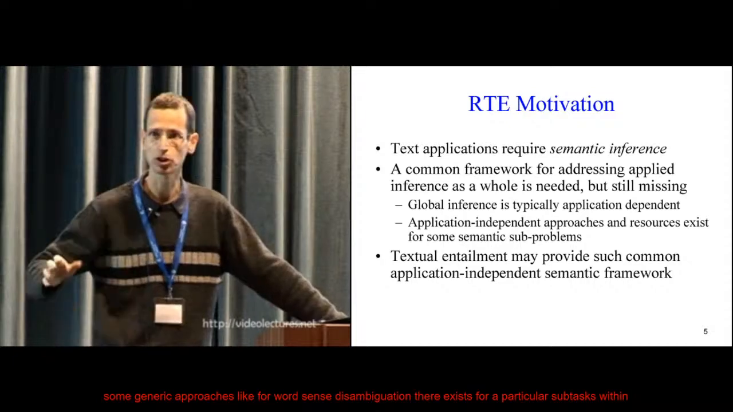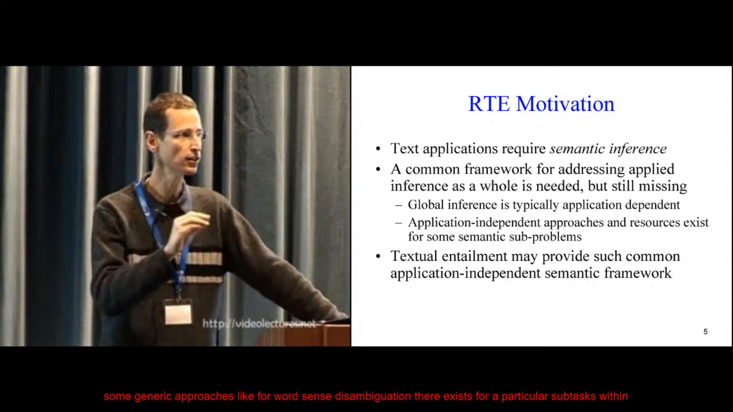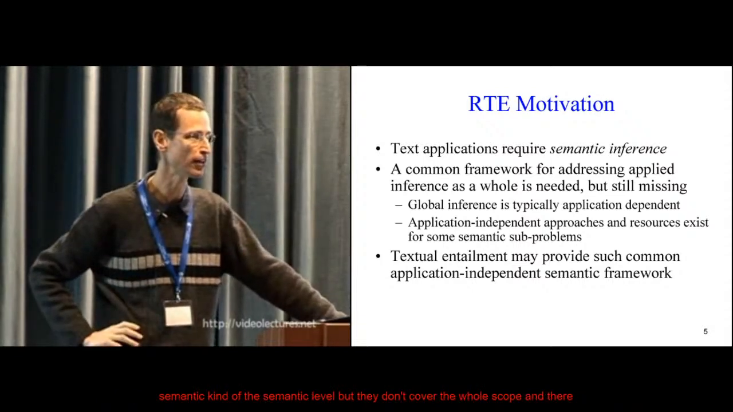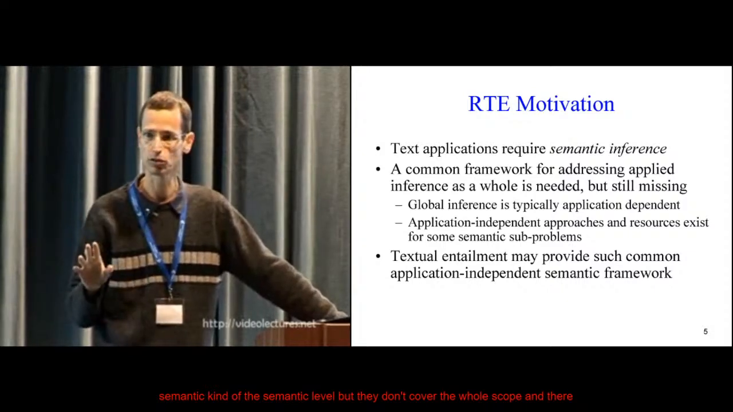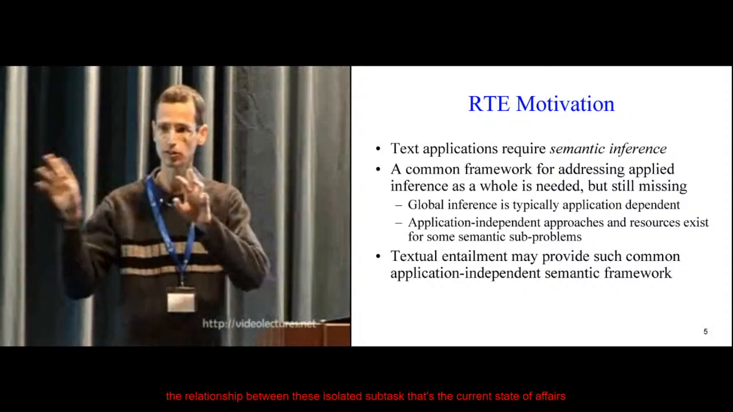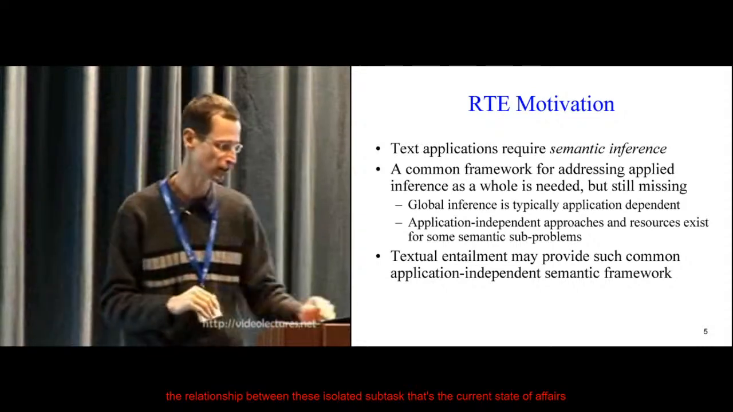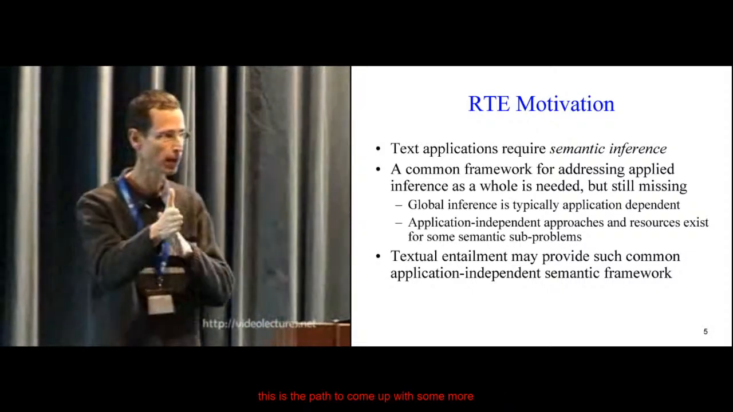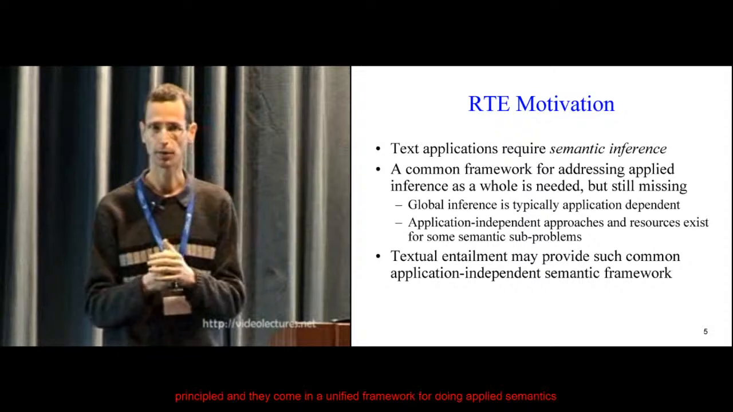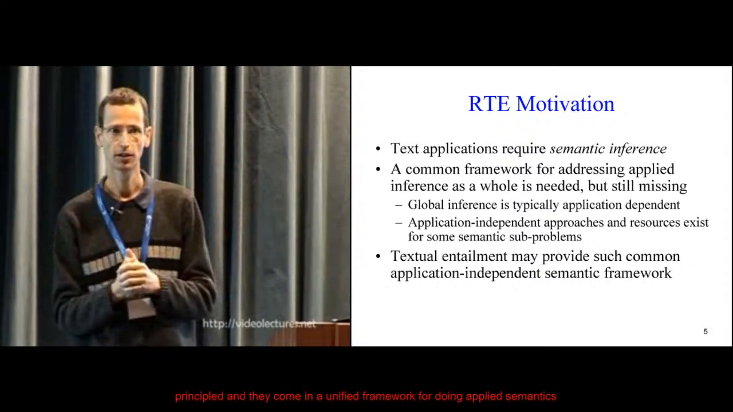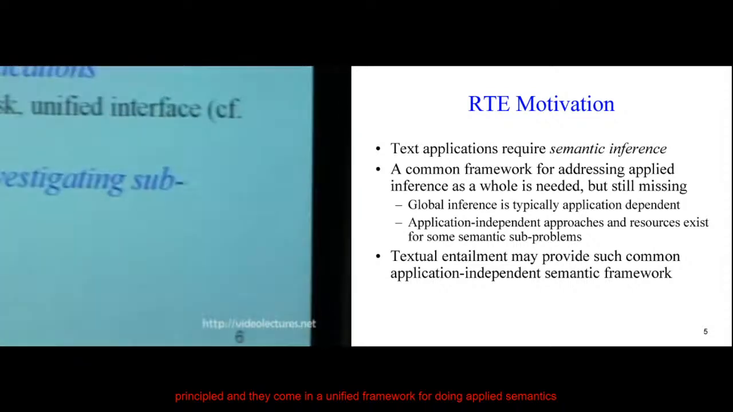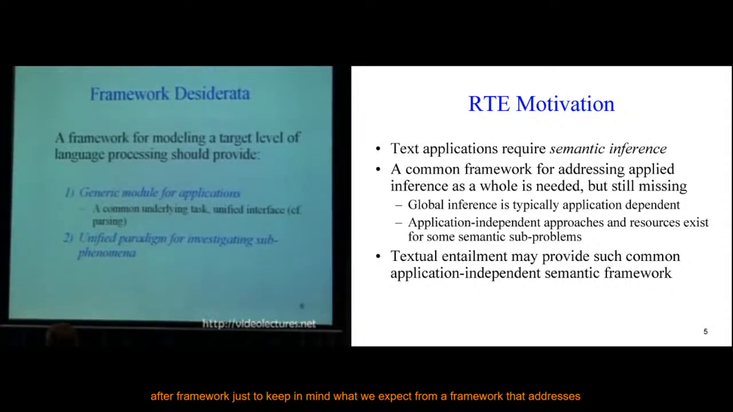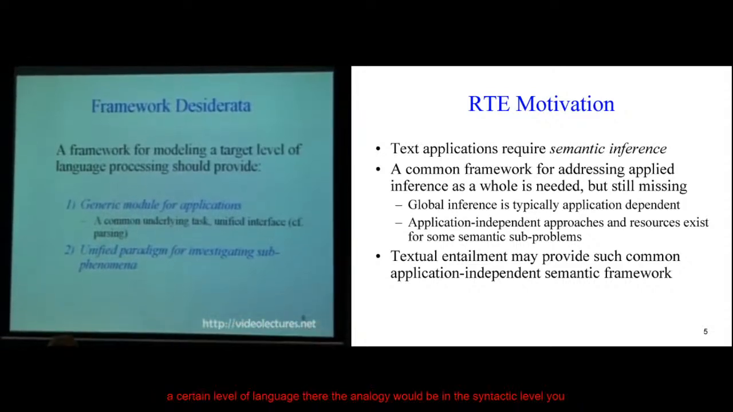While some generic approaches, like for word sense disambiguation, exist for particular subtasks within the semantic level, they don't cover the whole scope, and there isn't much relationship between these isolated subtasks. That's the current state of affairs. And the motivation behind textual entailment is that maybe this is a path to come up with a more principled and unified framework for doing applied semantics. And if we are after a framework, just to keep in mind, what would you expect from a framework that addresses a certain level of language?